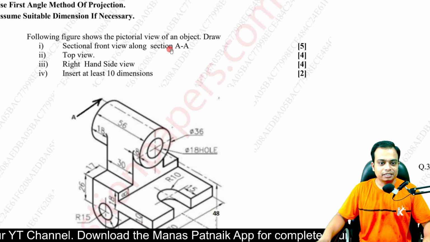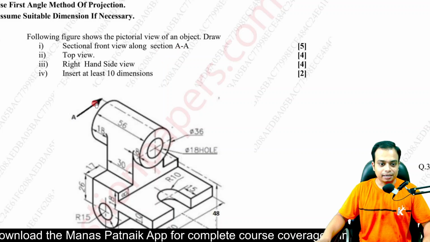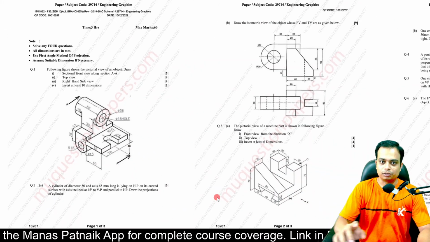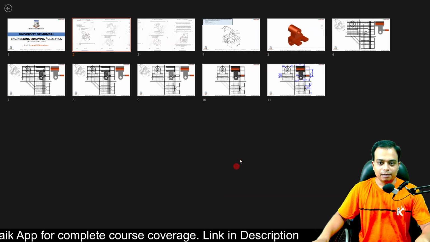It is a sectional front view. So you need to cut the object along this line, this section AA. Okay. One more thing. I have made a virtual model in AutoCAD. Let me show that to you.